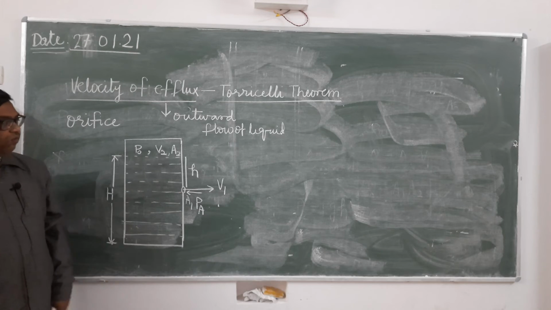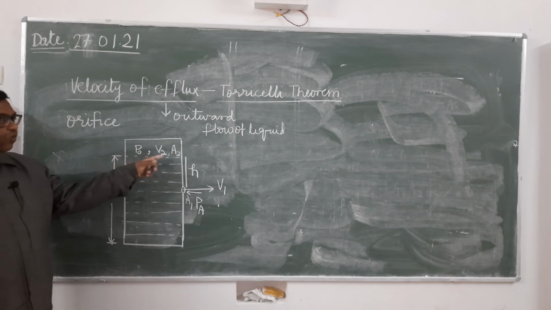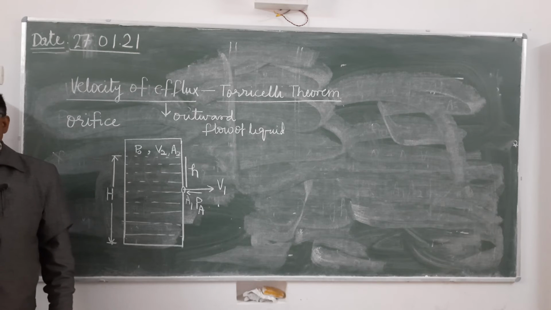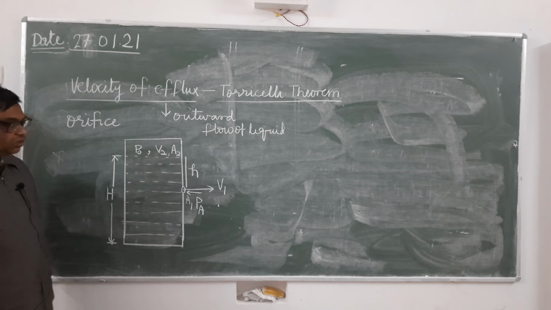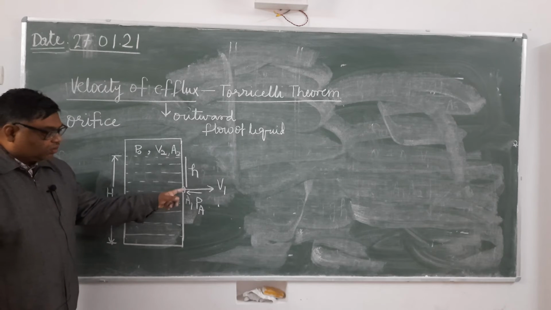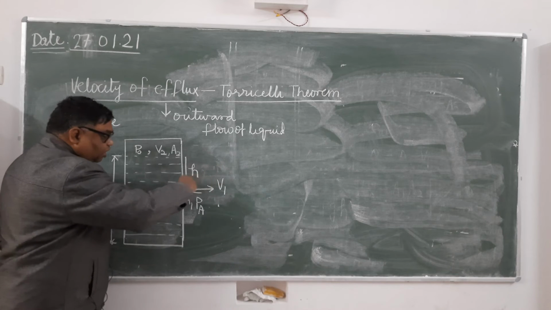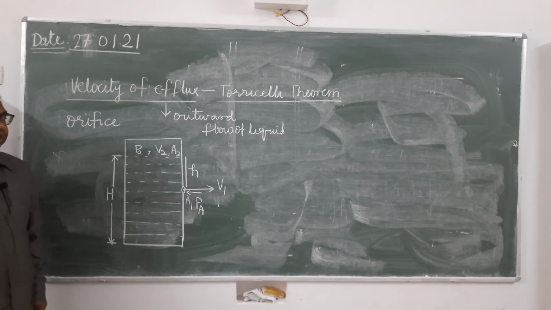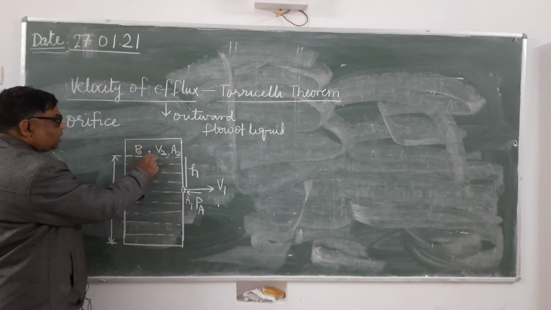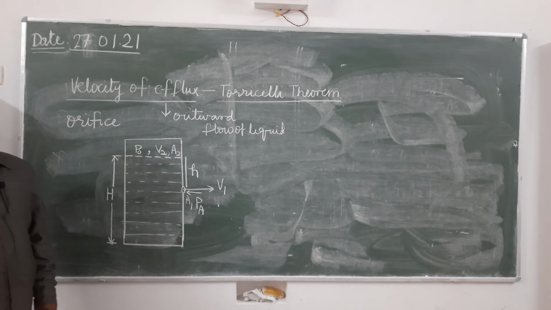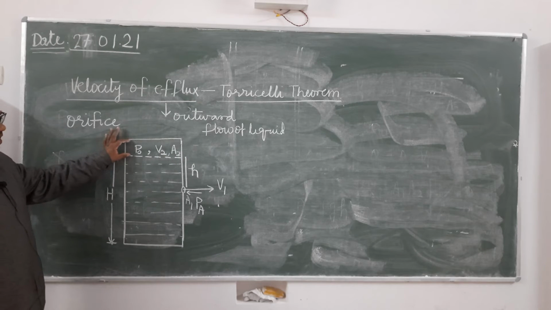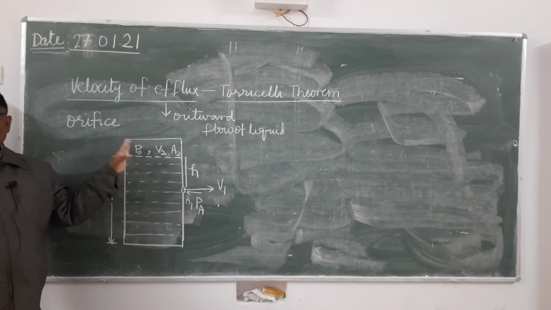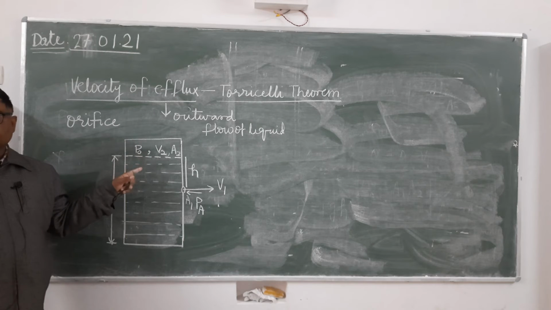And see here, what will be from Bernoulli's theorem? Total energy of flowing liquid at the top layer will be equal to the total energy of flowing liquid at this cross section. What type of force is acting? Since you have made one hole here, the atmosphere will exert pressure here, atmospheric pressure. But at the top, atmospheric pressure is not acting. The pressure at which it has been enclosed is what acts. Did you understand?